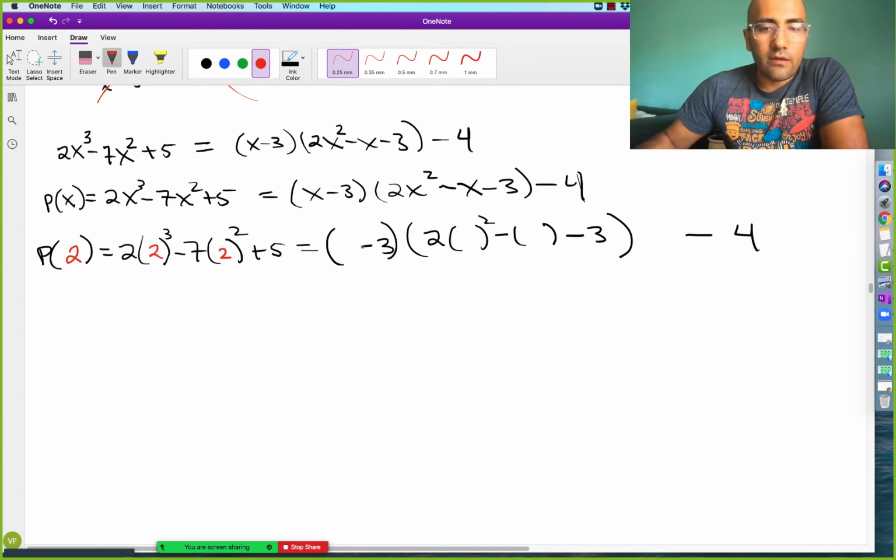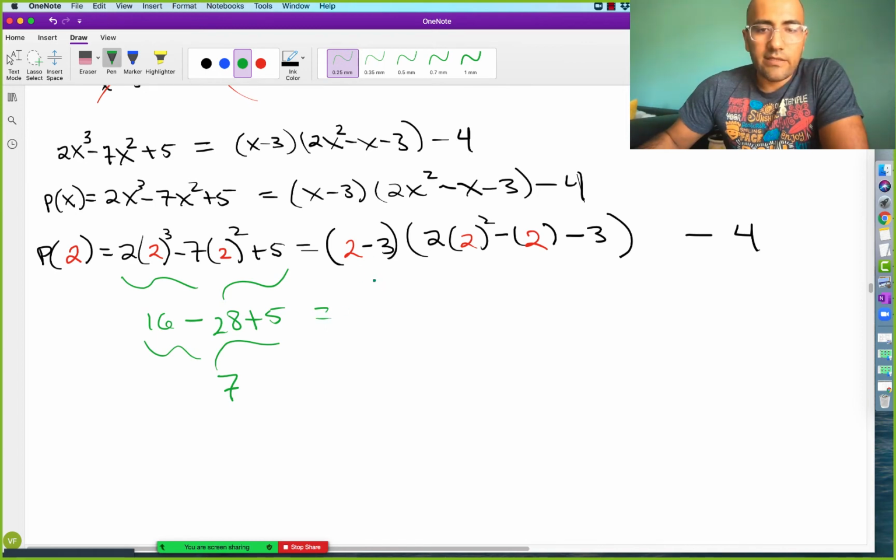Or I can go over here and replace all of these with a 2. And I would get 2 minus 3, that's going to be negative 1, times 4, that's going to be 8 minus 2 minus 3 minus 4. Good. So from this side, I ended up with 16 minus 28 plus 5, which gives me negative 12 plus 5, which is positive 7.